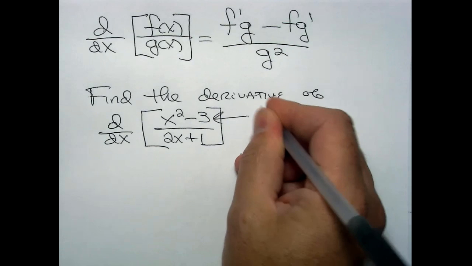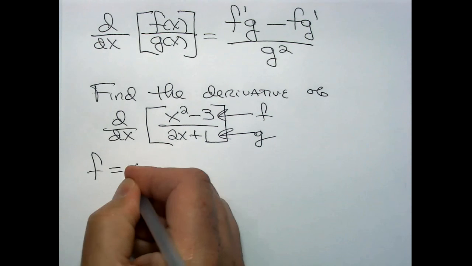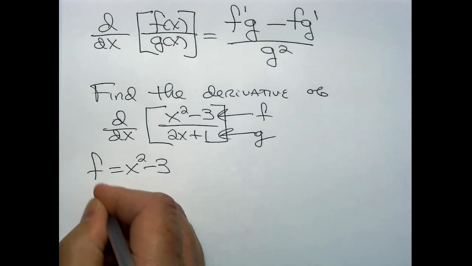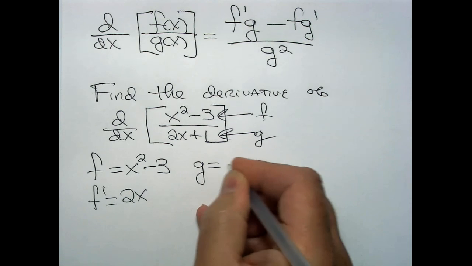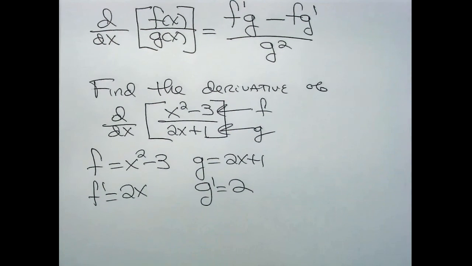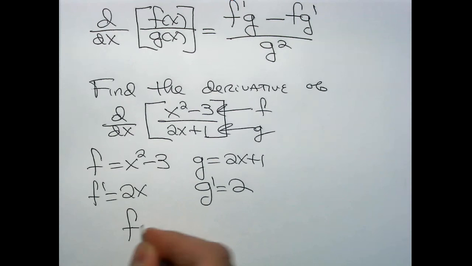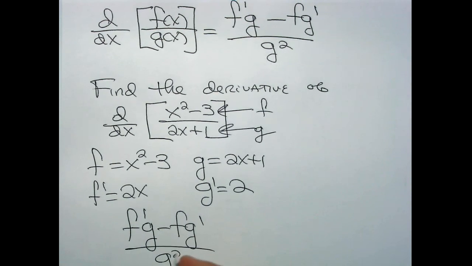Very carefully apply it. What I do is normally label these. There's my f and my g. I also make a table. So f is equal to x squared minus 3. F prime would be 2x. G would be equal to 2x plus 1. G prime would simply be 2. And let's get to our derivative. It is, again, f prime g minus f g prime all over g squared.